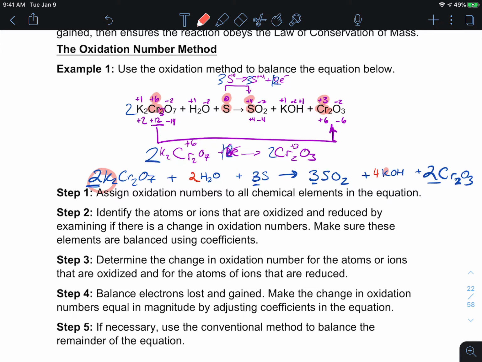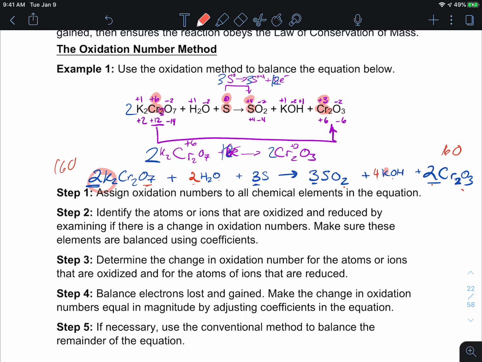So 2 times 7 is 14. 14 plus 2 times 1 is 16. So that's 16 oxygens on that side. And then 3 times 2 is 6. So that's 6 oxygens plus 4 times 1, so 4 oxygens, 10 oxygens. And 2 times 3, that's 16 oxygens. So that looks pretty good to me.